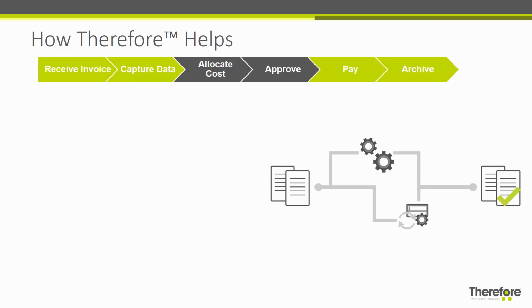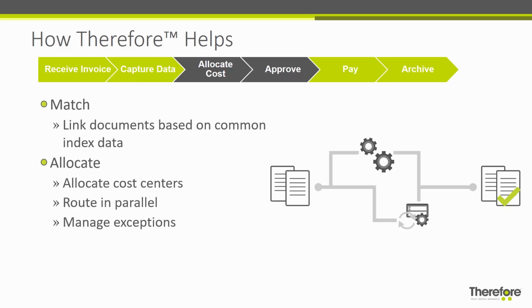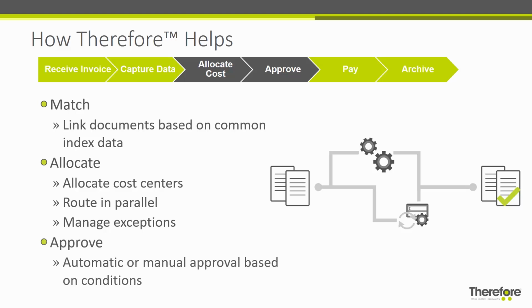All right, so now that we've captured the data we need, let's see how we're going to process it. Well, the first thing we need to do is to match those documents. And in Therefore, we'll see how automatic document linking makes this really straightforward. Then we'll see how we can allocate cost centers and easily manage those approvals by using things like parallel workstreams and exceptions. Then when we get to the approval stage, we'll look at some options for either automatic or manual approval, which can all be done automatically by the system based on conditions.